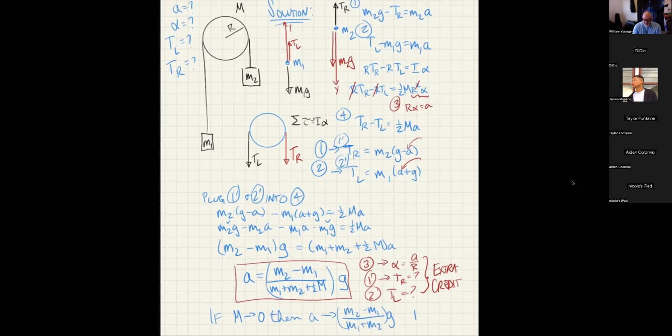You can also see that the tension, which was 2 M1 M2 G over (M1 plus M2), that's what the Atwood machine should be. If you set the M equal to 0, your T left and your T right should both be equal to that. So that's something for you to compare. You can turn that in. I'm going to put an extra credit link on this week's module, and that should help you. Anybody have any questions about that?